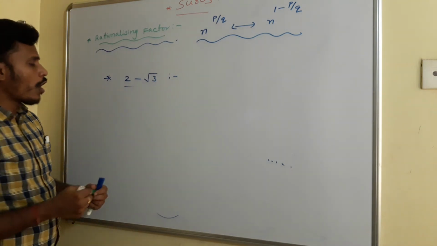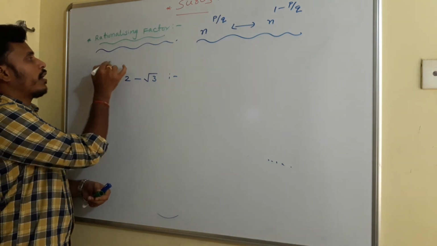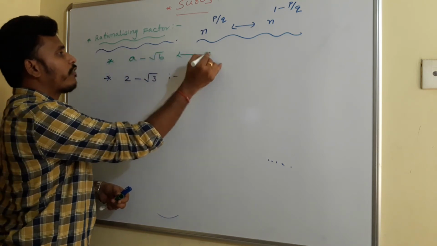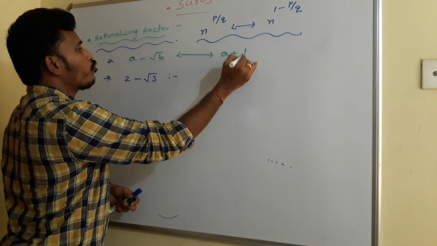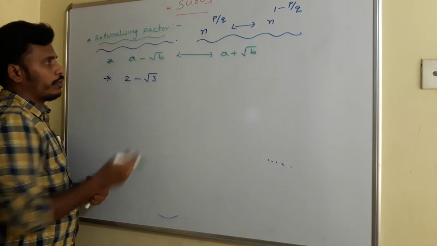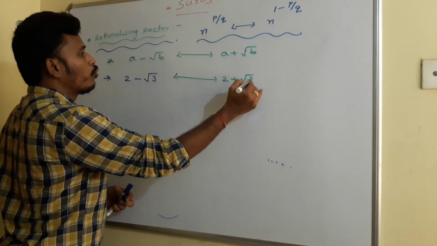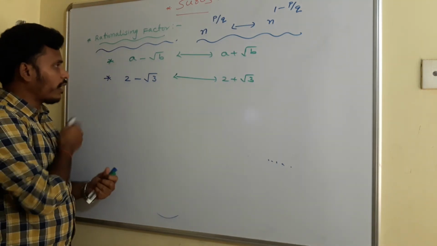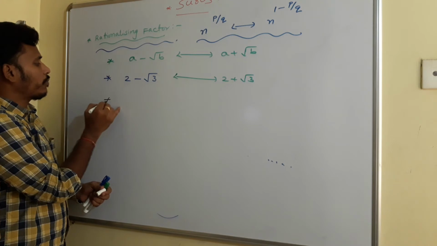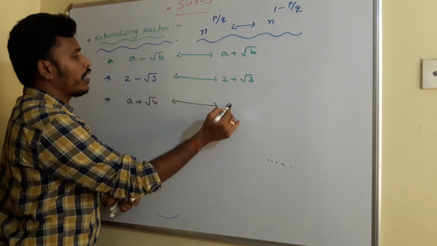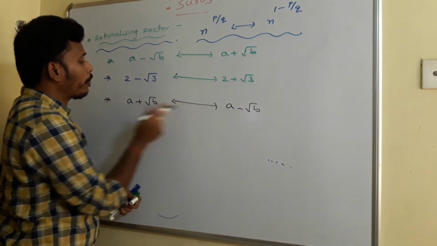So with this idea, I conclude that the rationalizing factor for 2 minus root 3 is 2 plus root 3. If you have anything in such a manner, for a minus root b, what is the rationalizing factor? For a minus root b, the rationalizing factor is a plus root b. For 2 minus root 3, the rationalizing factor is 2 plus root 3. In the same pattern, if you think about something like a plus root b, then its rationalizing factor is a minus root b.